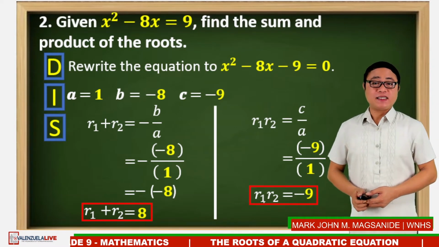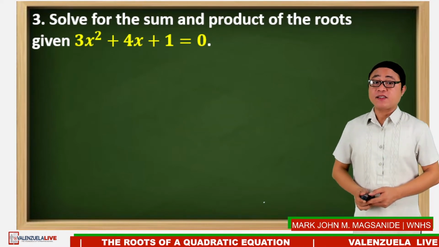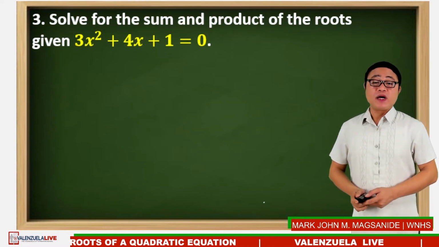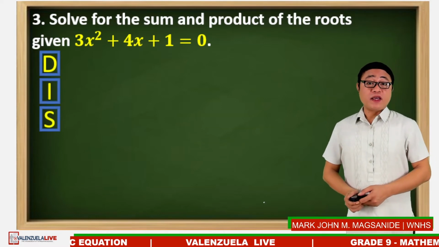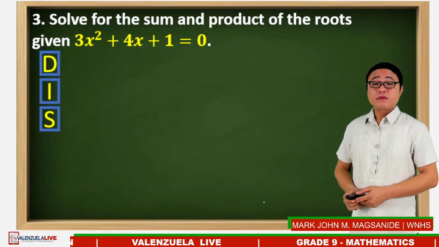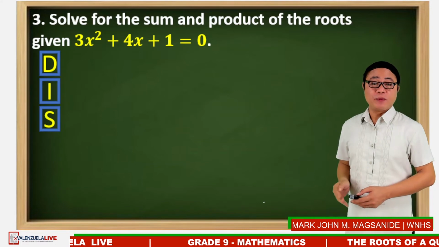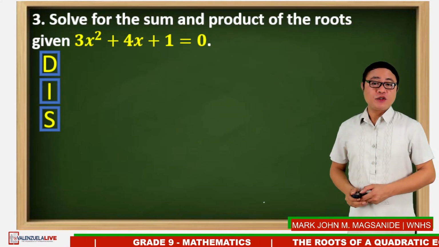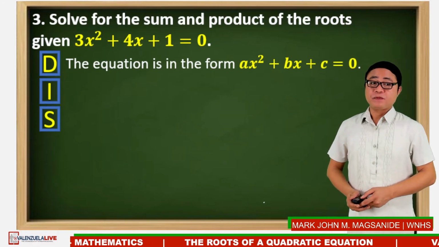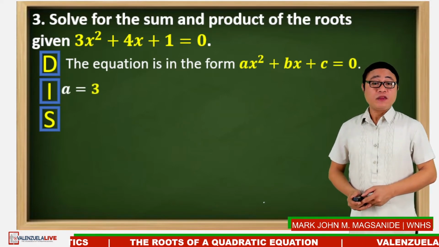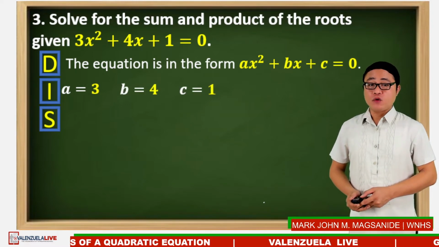And for our last example, solve for the sum and product of the roots given 3x squared plus 4x plus 1 is equal to 0. So, determining if the given is in standard form, yes, the given equation is in standard form. Therefore, we can proceed now to identifying the value of A, B, and C. Thus, A is equal to 3, B is equal to 4, and C is equal to 1.